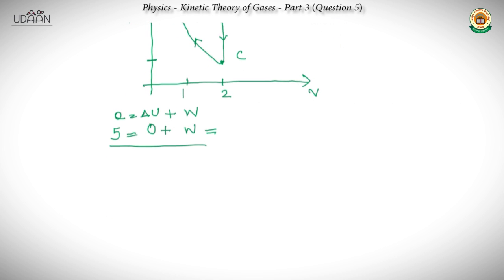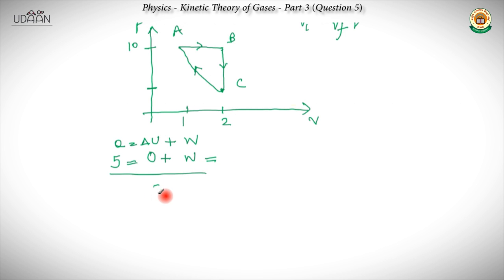The total work done, which is 5, would be equal to the sum of the work done in AB, BC and CA. Work done in AB would be 10, the pressure being constant, into delta V, so that is 10. Plus in BC the volume remains the same, so work is 0. Plus we denote the work done in CA. Through this we can find the work done from C to A. That comes out to be -5.